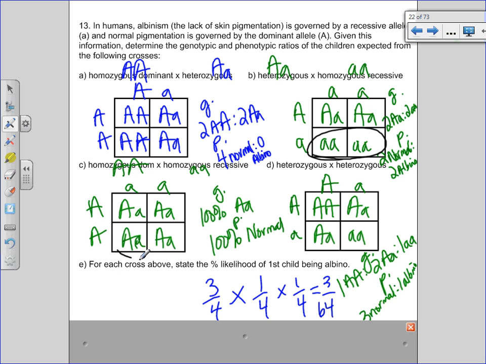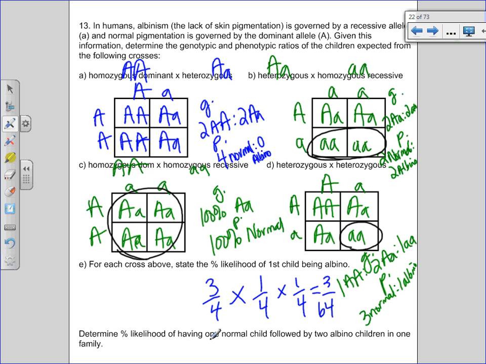In C, again, none of them are albino, so you'd have a 0% chance. In D, only one of the four, so 1/4, or if you're trying to figure out percent, you'd have a quarter times 100, which is 25%, right? 25% chance of being albino. That's for the first. So then it says determine the percent likelihood of having one normal child followed by 2 albino children in one family.